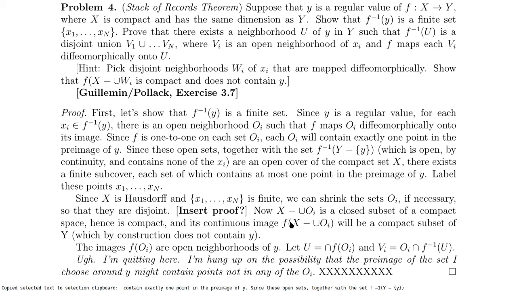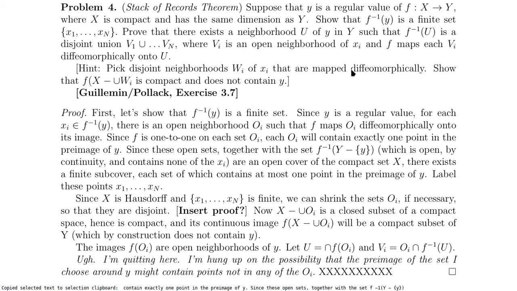I mean, it feels like, well, why don't we just intersect all these guys? Why don't we just intersect the images of all the OIs? See, that's what I started writing there. The images F of OI are open neighborhoods. Just let U be the intersection of those. And then VI can be OI intersected with the pre-image of U. Okay. So that'll be a subset of that OI, so we know that it's a diffeomorphism.